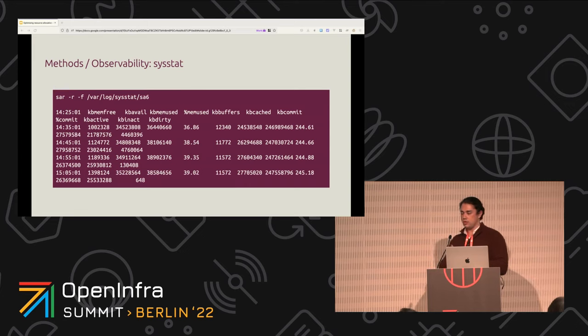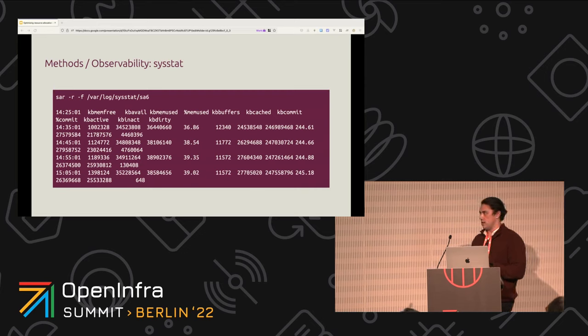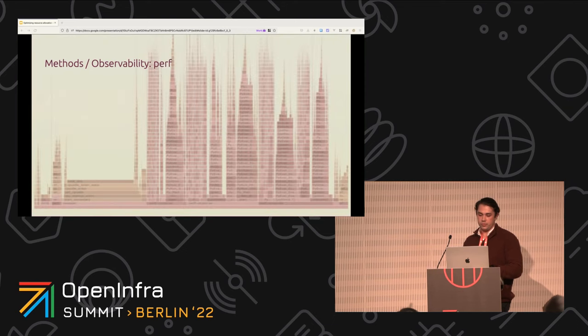SAR provides a really good starting point for locating issues, but its granularity is generally too lacking to actually capture acute problems. So for this, you'd go to a tool that's a bit more in-depth called perf, which is quite useful. Perf is a sample-based tool as well, and it can generate a lot of data.